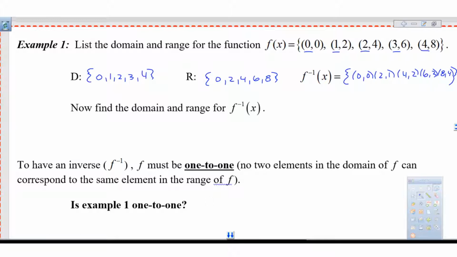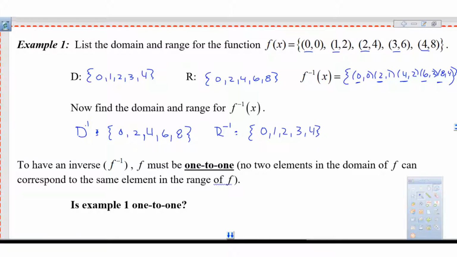Now they're asking us to find the domain and the range of the inverse. Here's how we note that. We say D to the negative first, then a colon, and then R to the negative first. That means domain of the inverse and range of the inverse. It's just as easy. Look at your inverse. The first numbers listed are the domain of my inverse: 0, 2, 4, 6, and 8. The range is all of the y values, which are 0, 1, 2, 3, and 4.